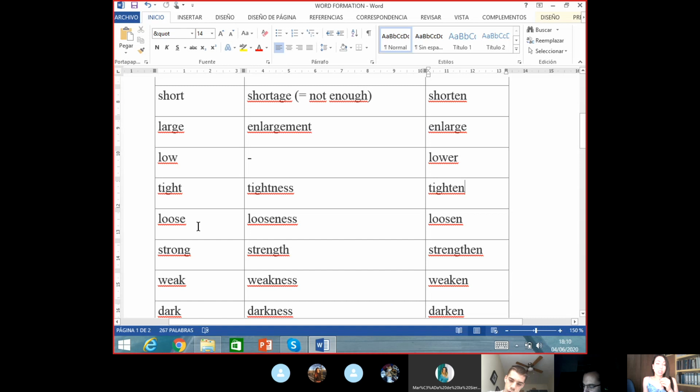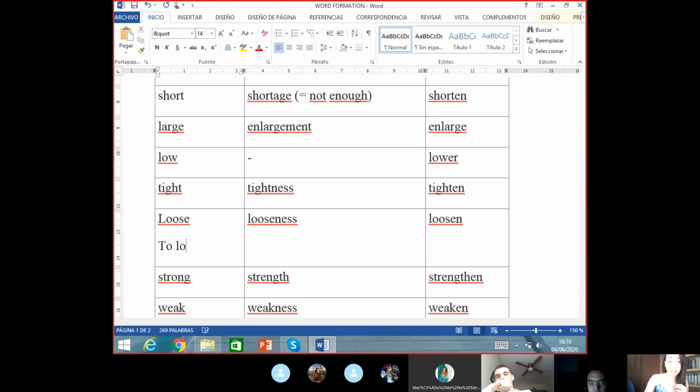Loose would be suelto, okay? These trousers are very loose, okay, for doing sport or whatever. Looseness, the noun, loosen, the verb. Okay, not to be confused with the verb to lose, because the verb has nothing to do with this adjective. Nothing to do.